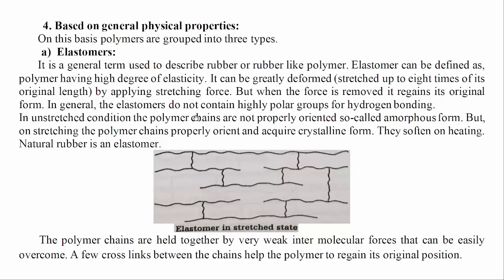In general, the elastomers do not contain highly polar groups for hydrogen bonding. In unstretched condition, the polymer chains are not properly oriented, so-called amorphous form. But, on stretching, the polymer chains properly orient and acquire crystalline form. They soften on heating. Natural rubber is an elastomer. The polymer chains are held together by very weak intermolecular forces that can be easily overcome. A few cross-links between the chains help the polymer to regain its original position.